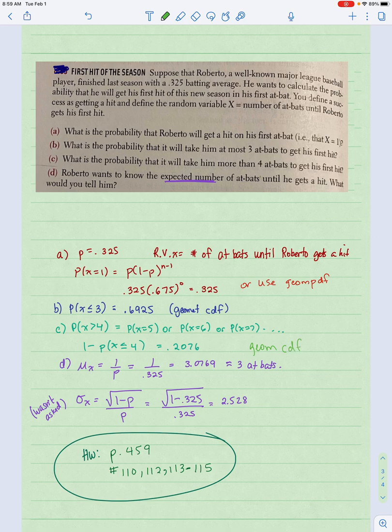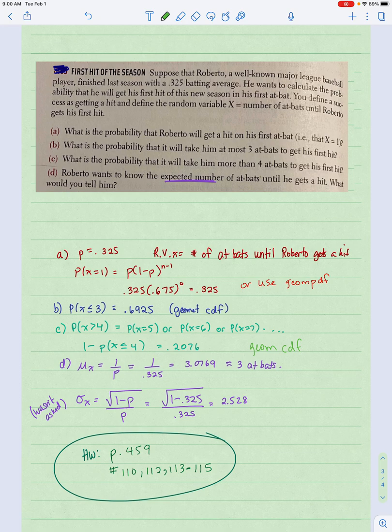And then D asks about his expected number of at-bats. Well, expected value is the mean. So you use the formula, which is given. It's 1 over P. And it comes out to a decimal, but at-bats are whole numbers, so you round it because it makes sense that it'll be about 3 at-bats. If you left it as 3.0769, that would be okay, but you don't have decimal numbers of at-bats, so it makes sense to just leave it at 3.